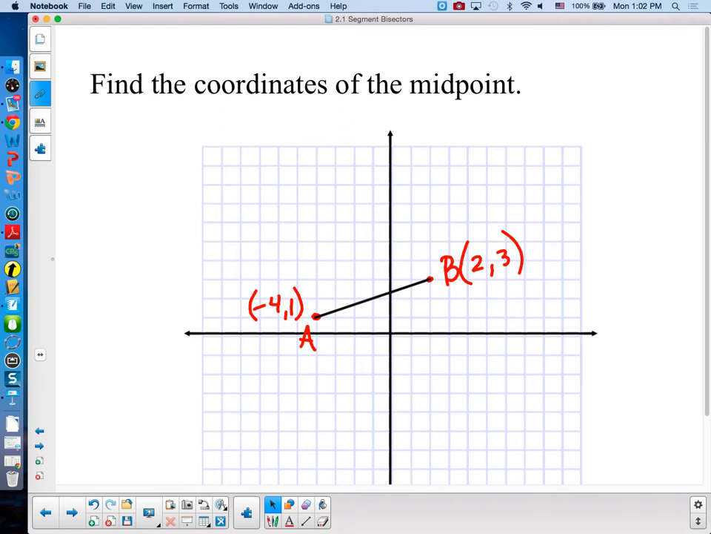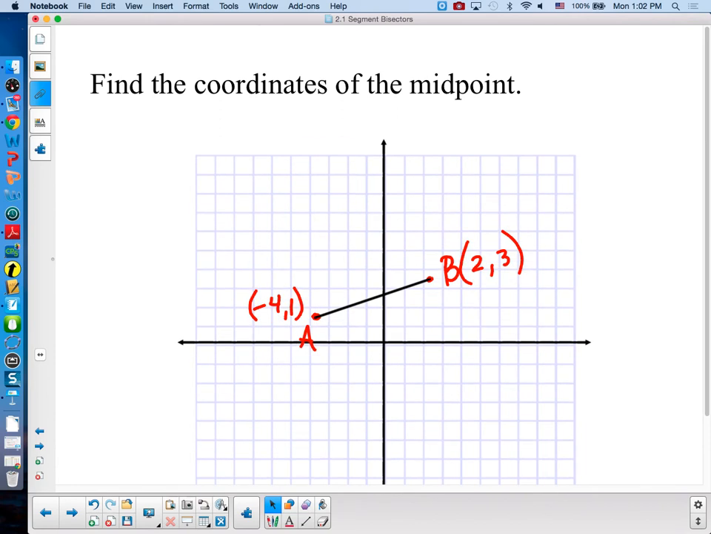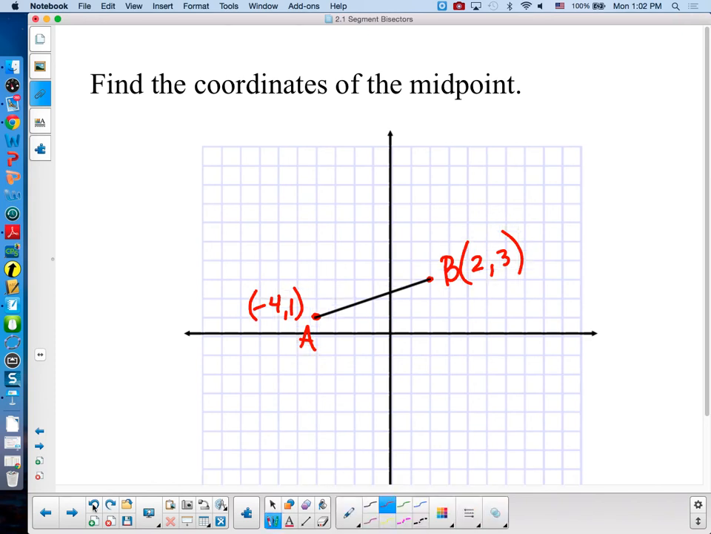Let's have you write above each one. This is an x and a y. Let's say these are the x and the y from the first point. These are the x and the y from the second point. So if I say average the x's, that means I need to take -4 plus 2 and divide by 2. What's -4 plus 2? -2. Divided by 2, -1.